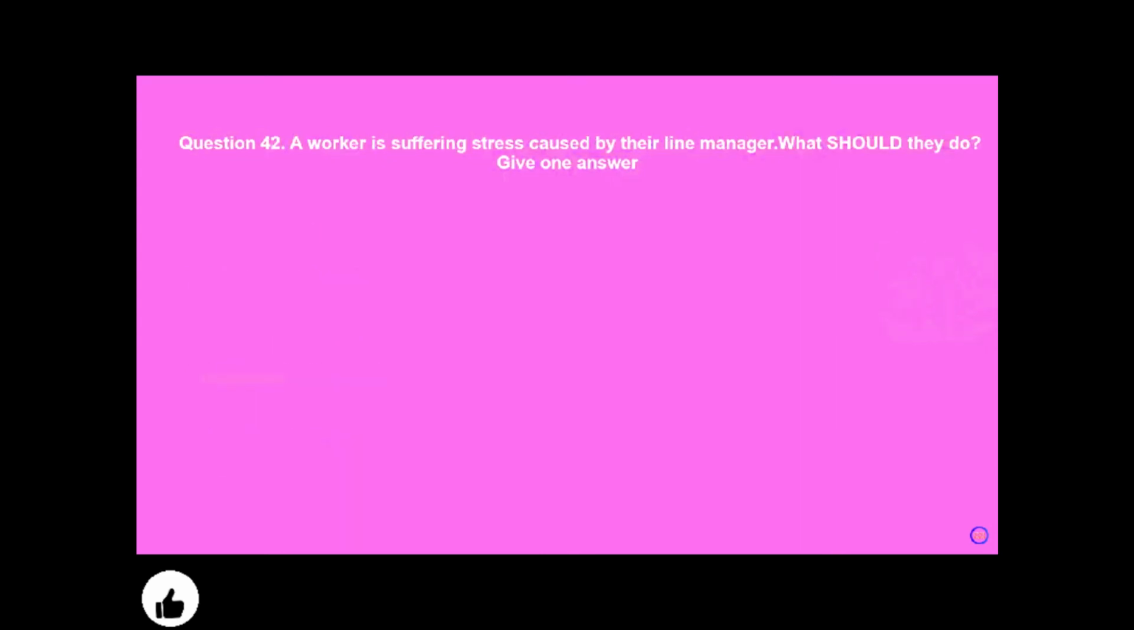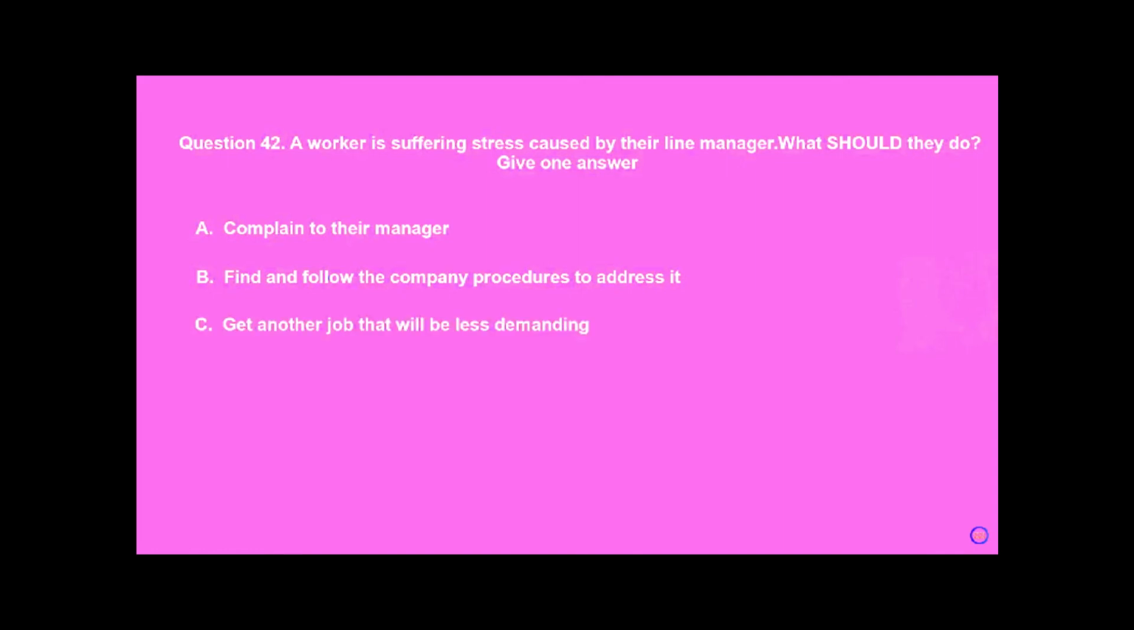Question 42. A worker is suffering stress caused by their line manager. What should they do? Give one answer. A. Complain to their manager. B. Find and follow the company procedures to address it. C. Get another job that will be less demanding. D. Try to work faster to keep the manager happy. The correct answer is B. Find and follow the company procedures to address it.